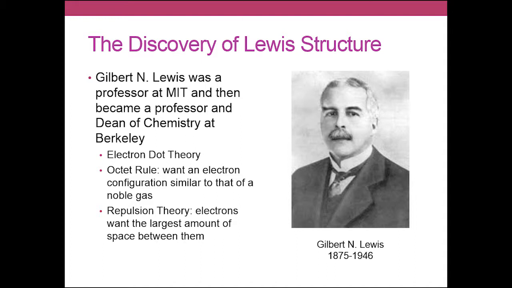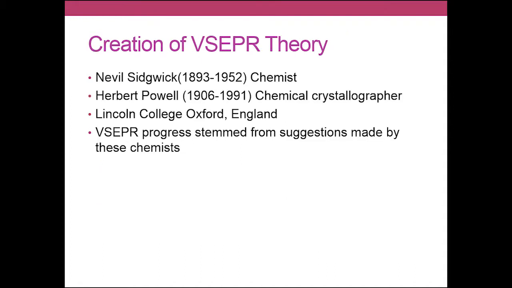The first one is the electron dot theory, which we talked about last time with our electron Lewis structures. The second part was the octet rule. So a molecule always wants to have an electron configuration that is similar to that of a noble gas, with 8 electrons surrounding it. And finally, the repulsion theory, that these electrons surrounding a molecule always want to have the largest amount of space between them. Following in Lewis's footsteps, 2 more male scientists decided to work with VSEPR theory.